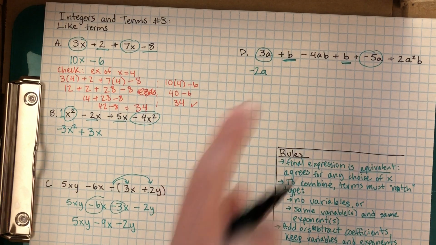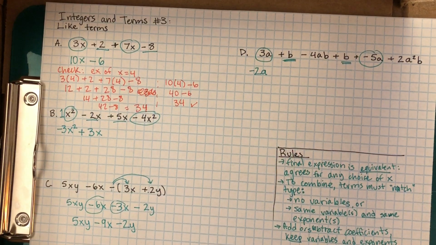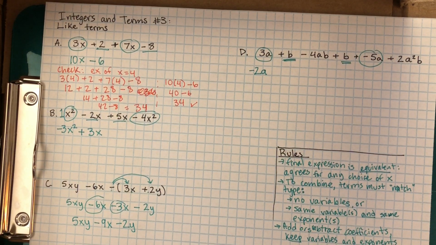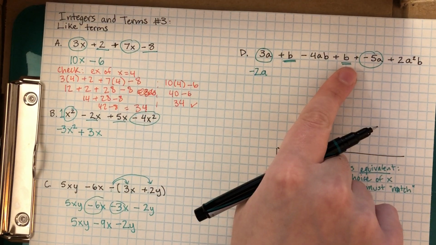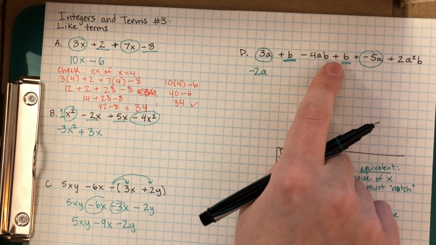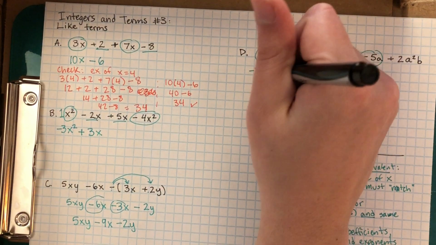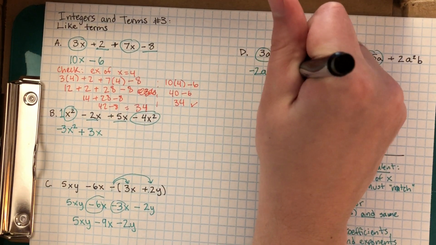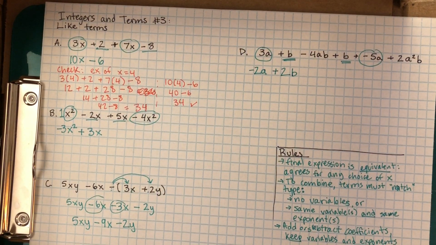Now try to remember, because there's no coefficient, no number written in front, it counts as a 1. And so this becomes 1 plus 1, which is 2. So this would be plus 2b. These now are done with.